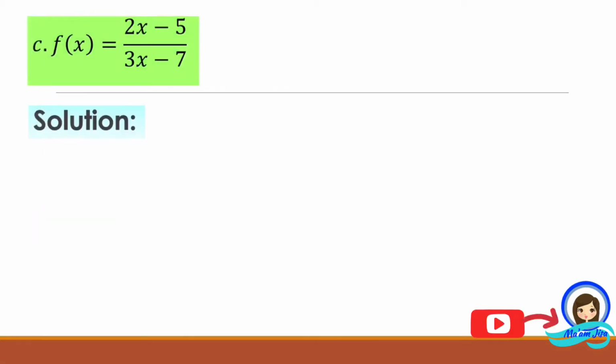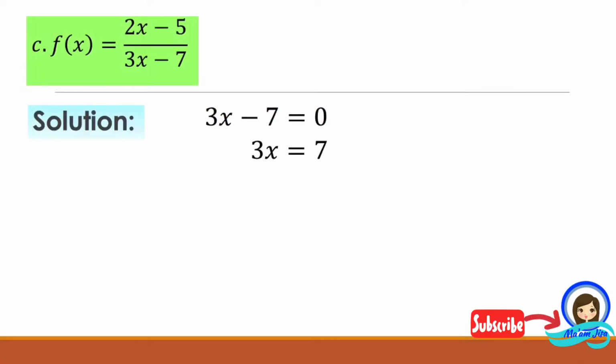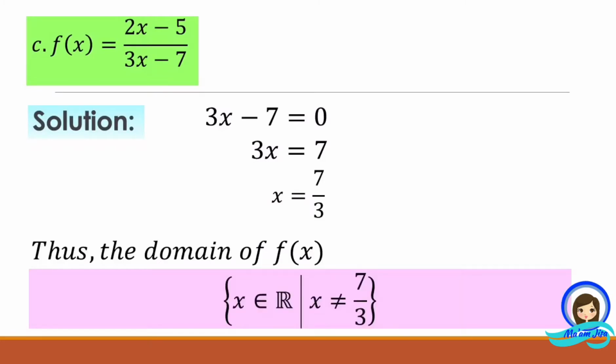Let's have exercise c. So f of x equals 2x minus 5 over 3x minus 7. To find the domain, we equate the denominator with 0. So 3x minus 7 equals 0. Now, 3x equals 7. Dividing both sides of the equation by 3, x equals 7 over 3. So the domain of f of x is a set of x's where x is an element of real numbers such that x is not equal to 7 over 3.